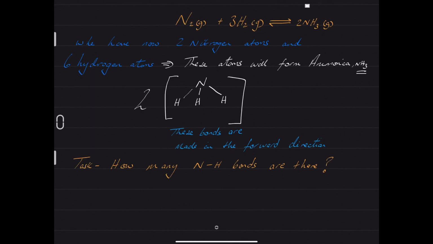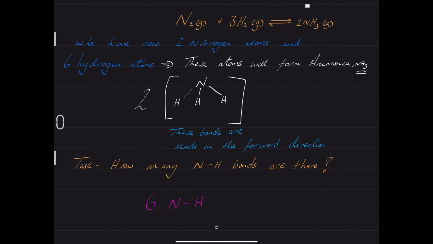What you should have got is that there are 6 nitrogen to hydrogen bonds. This is because you have 3 in just one ammonia molecule, but then you have 2 lots of it because you have 2 moles. So that means it doubles. So you have 6. 2 times 3 is 6. So there are 6 nitrogen to hydrogen bonds that are here.